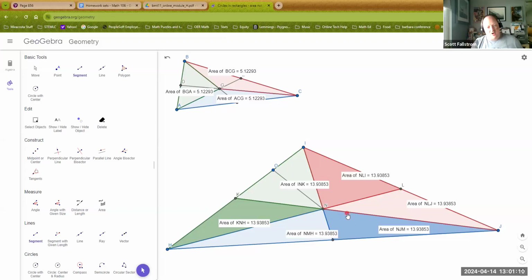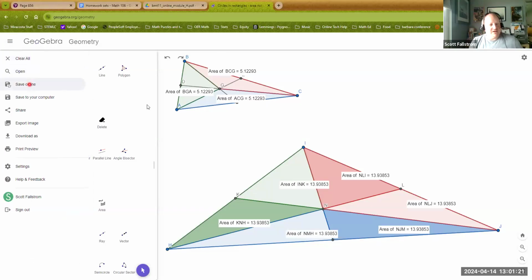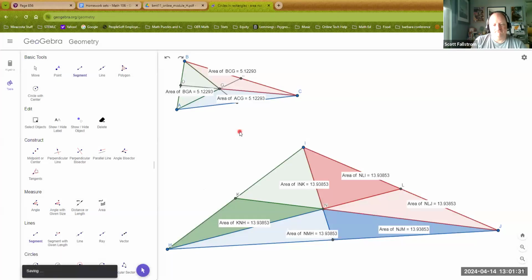And the same thing is true for all of those as you go around. So that's why this kind of cool fact happens. But again, it wasn't something that was needed. Okay, let's save online. Centroid and small triangle areas. Homework number 11. Very cool.